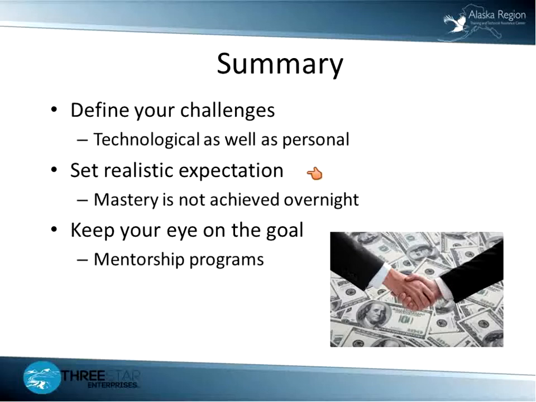Starting a business, you're not going to know everything about that industry overnight. We'd like to think that we do, but know that the longer you're in business and the more work that you do in that industry, the better your mastery is going to be. Always keep an eye on the goal. Always look for mentorship programs. Businesses want to help other businesses.